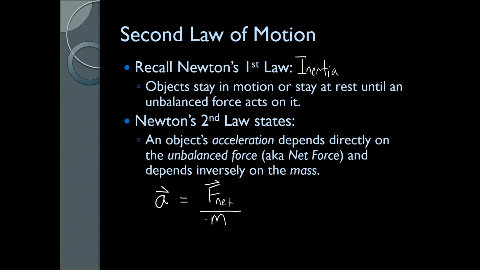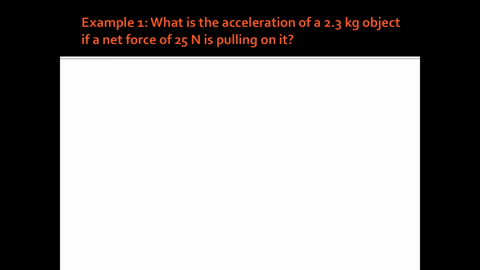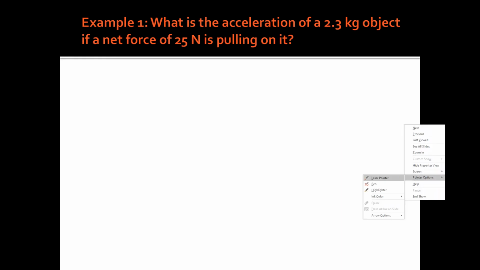If an object has large amounts of mass, you need large amounts of force to get it going. If it has small amounts of mass, you don't need as much force to get it going. Okay, so let's take a look at the first example. All right. So the first example asks us, what is the acceleration of a 2.3 kilogram object if a net force of 25 newtons is pulling on it?